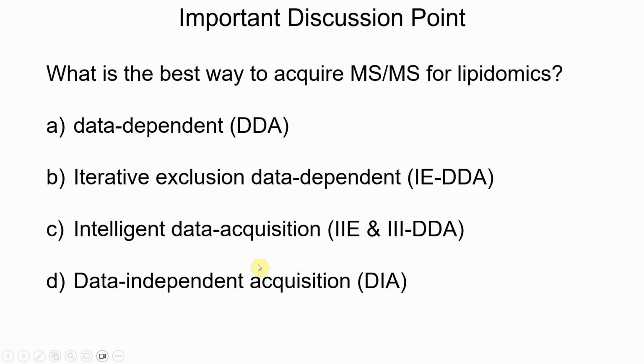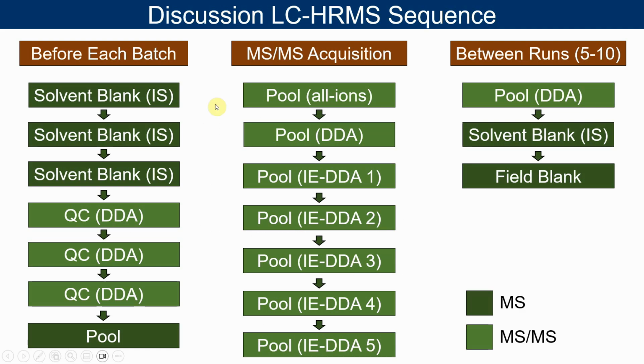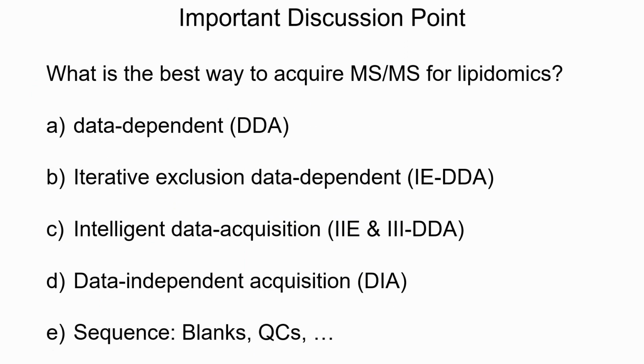I wouldn't only acquire DIA data for your data. I would definitely get data dependent or some kind of intelligent acquisition data dependent data as well, because it can be very hard to confirm species with just data independent acquisition. And then we'll talk about the sequence as well. So when you're acquiring data, just to summarize, you want your full scan data having at least 11 scans across your peak. You want good MSMS, usually data-dependent or iterative exclusion, and you can supplement that with DIA.